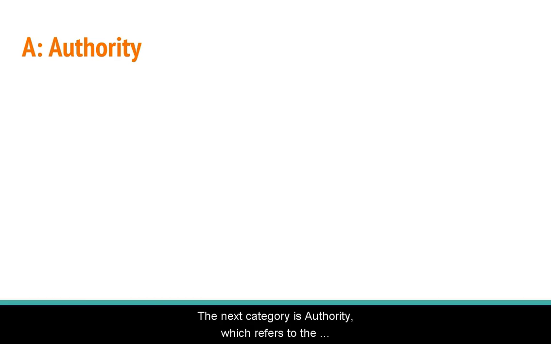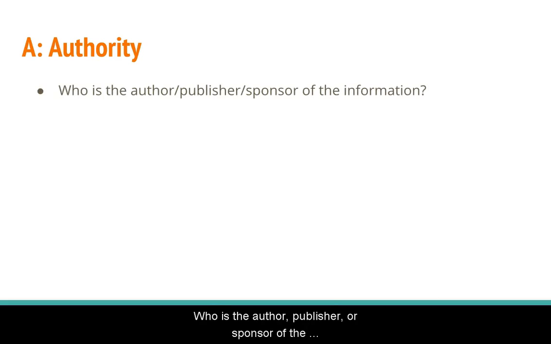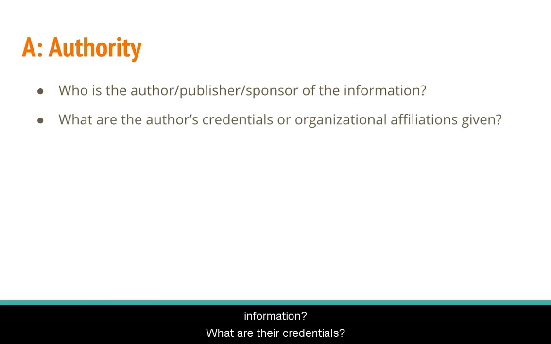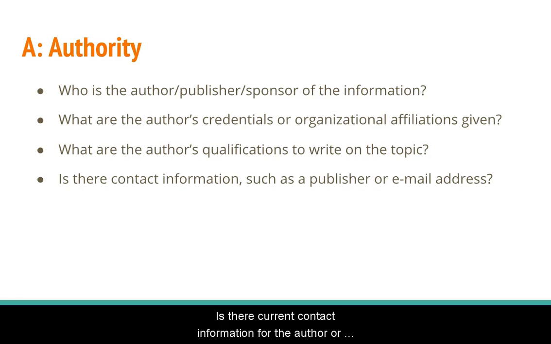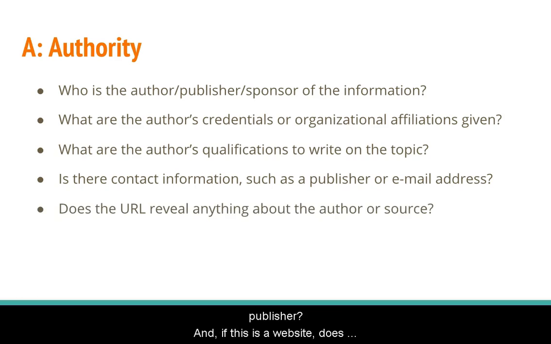The next category is authority, which refers to the credentials of the author or publisher. Here are questions for assessing authority. Who is the author, publisher, or sponsor of the information? What are their credentials? What are their qualifications to write on the topic? Is there current contact information for the author or publisher? And if this is a website, does the URL reveal anything about the author or source?